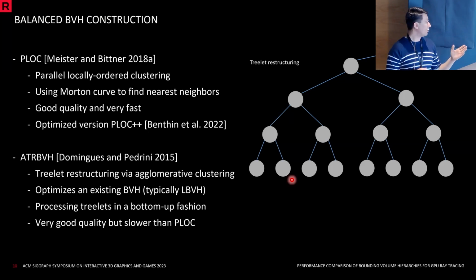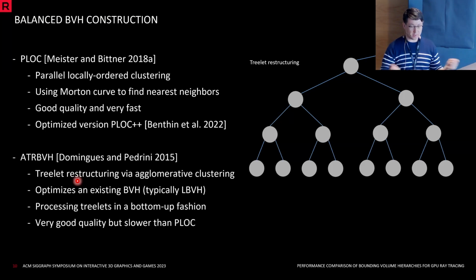And the second algorithm is slightly slower, but the quality is slightly higher than for PLOC. This is the first optimization algorithm here. So it's not construction. It takes an existing BVH and improves its quality, typically an LBVH, but it can be any BVH. It's ATR: TR is treelet restructuring, and A is agglomerative clustering. So it again uses agglomerative clustering, but in a different way.